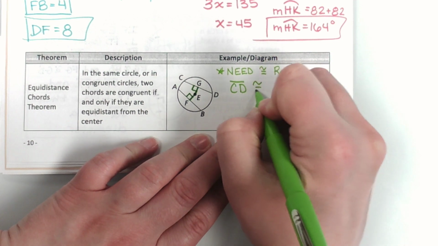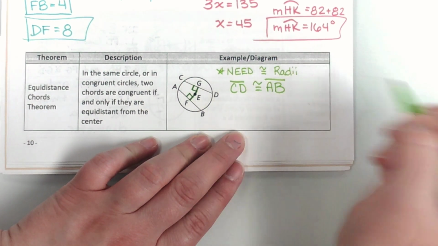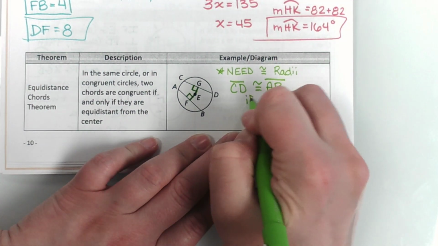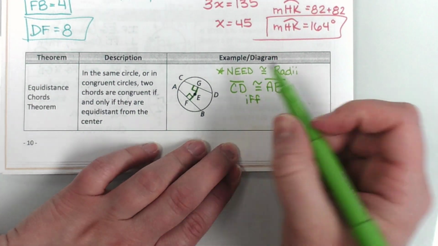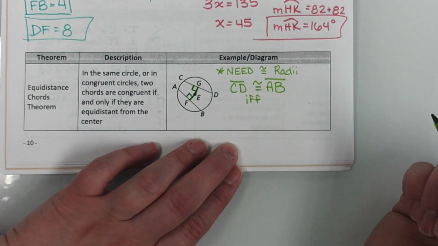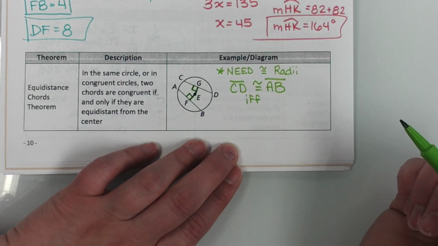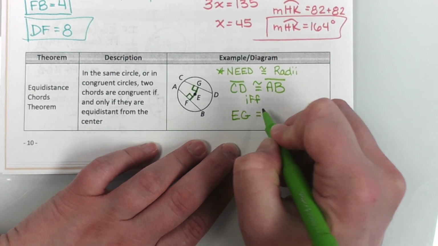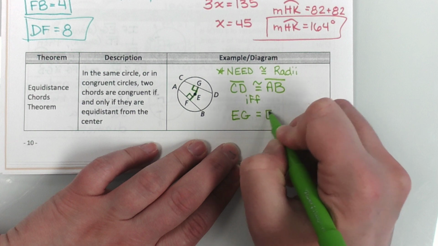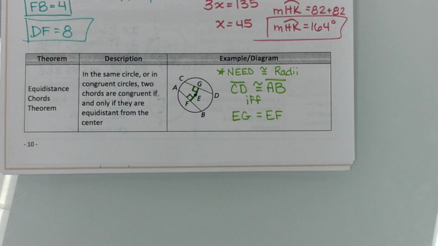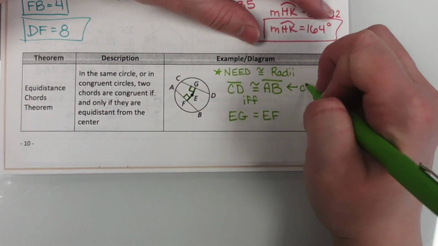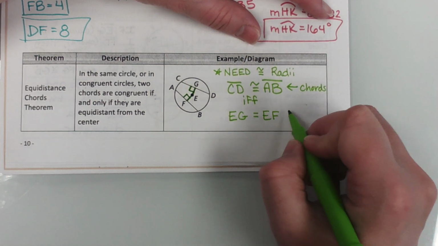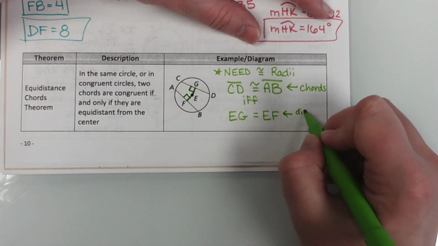So, CD is congruent to AB if and only if. Now, in all technicality, when we say equidistant, we're actually talking about the measure and not the names. So the theorem actually says EG equals EF. If you had written congruent and put the bars above it, it would be fine. It means the same thing. So these are the chords. These are distance from chord to center.